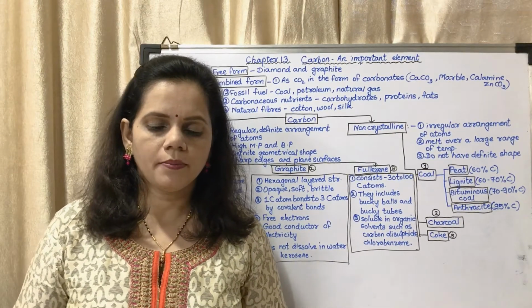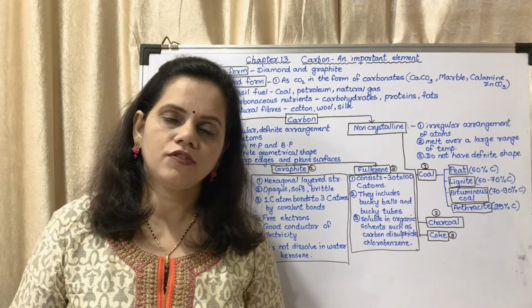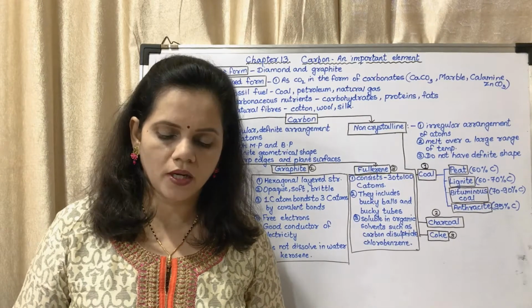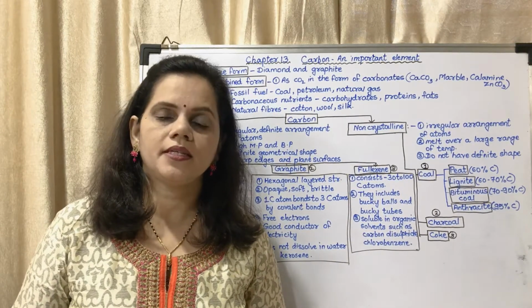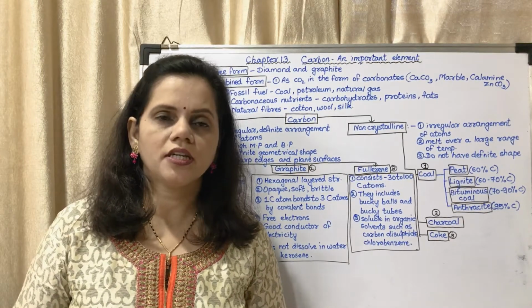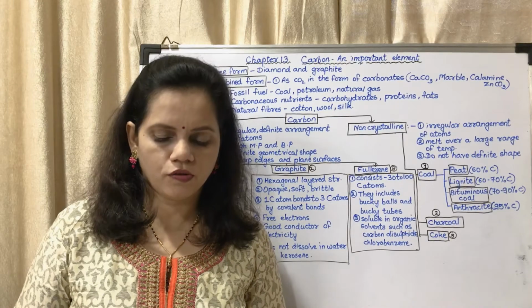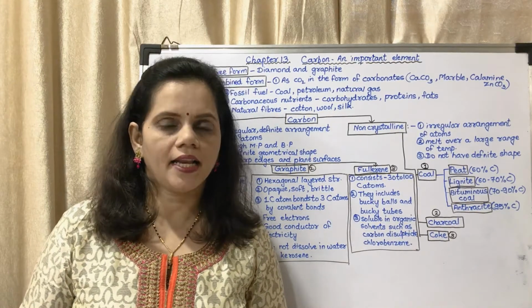Next, what type of element is carbon? Give some information about it. The answer is given in a box below. The symbol of carbon is C. Atomic number is 6. Atomic mass number is 12. Electronic configuration is 2, 4. Valency is 4 and it is a non-metallic element.